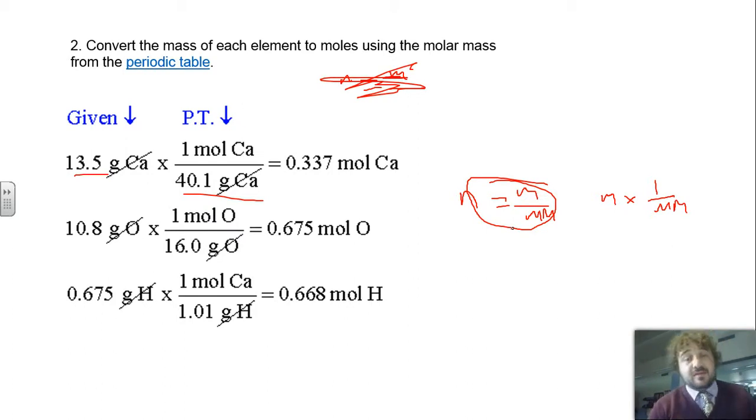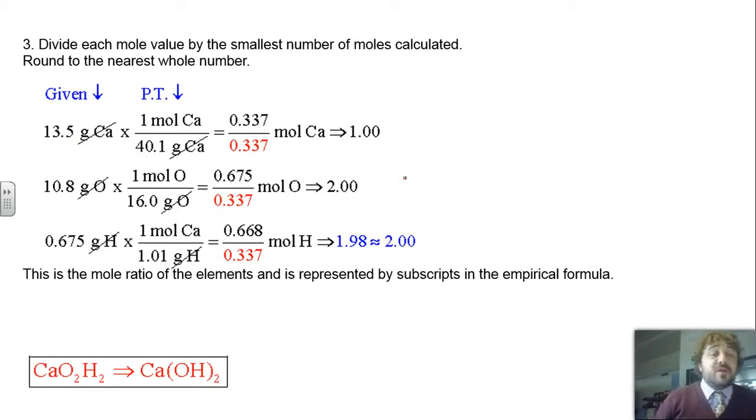Now the lowest is this one right here, so we're going to deal with calcium. That's our lowest number. The next step was to divide each value by the smallest number of moles calculated, and then round to the nearest whole number. So that is obviously 1. That is 2. And this one here is near enough that we can round to the whole number. So the mole ratio is going to be Ca, 2 of those, 2 of those. That's the empirical formula.